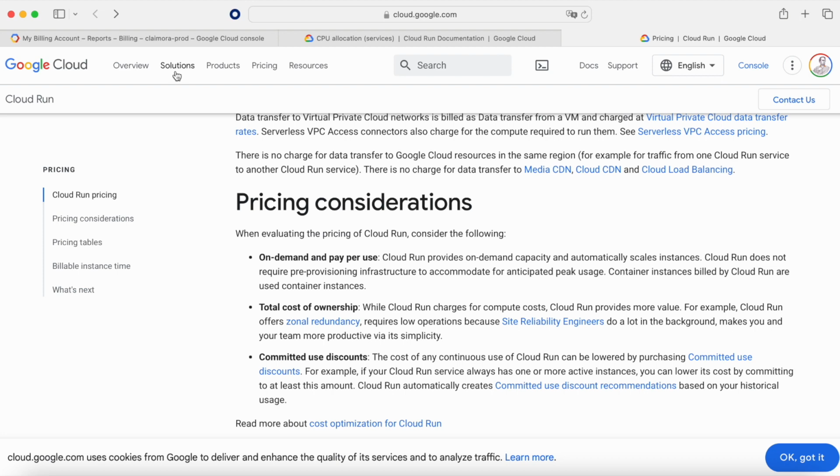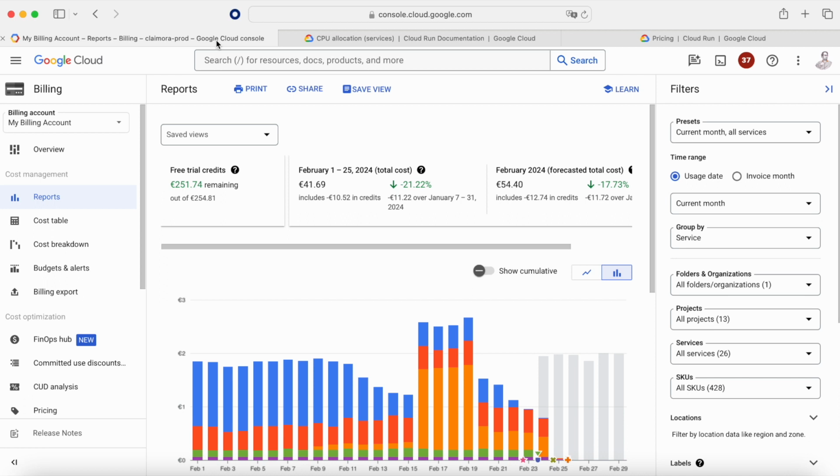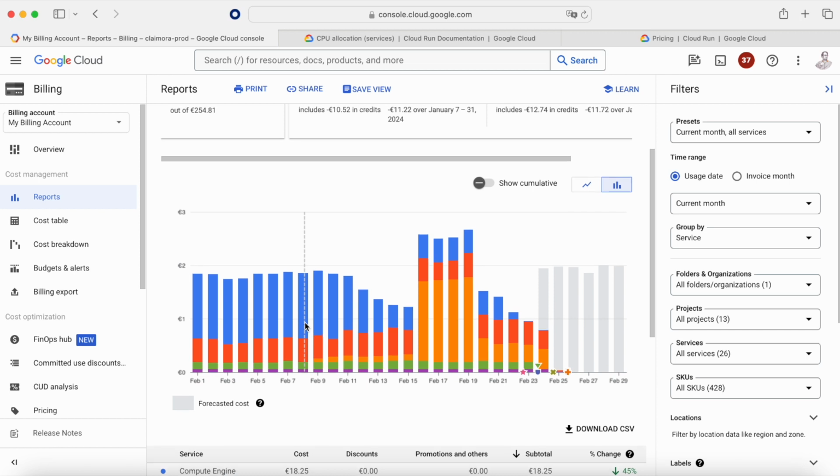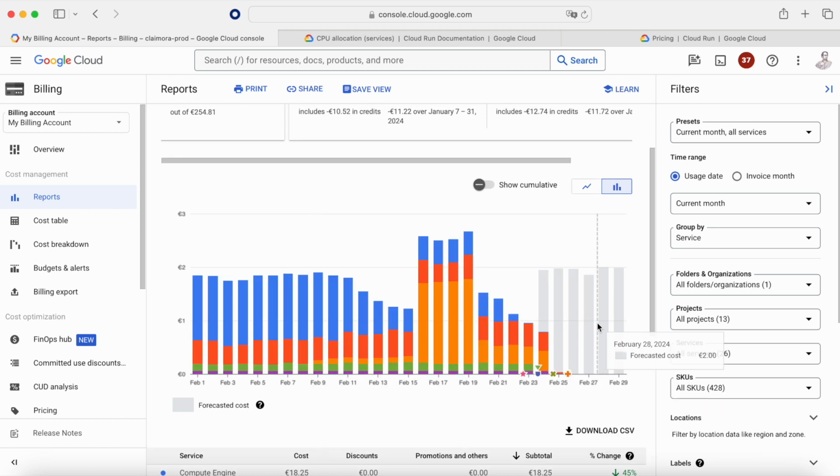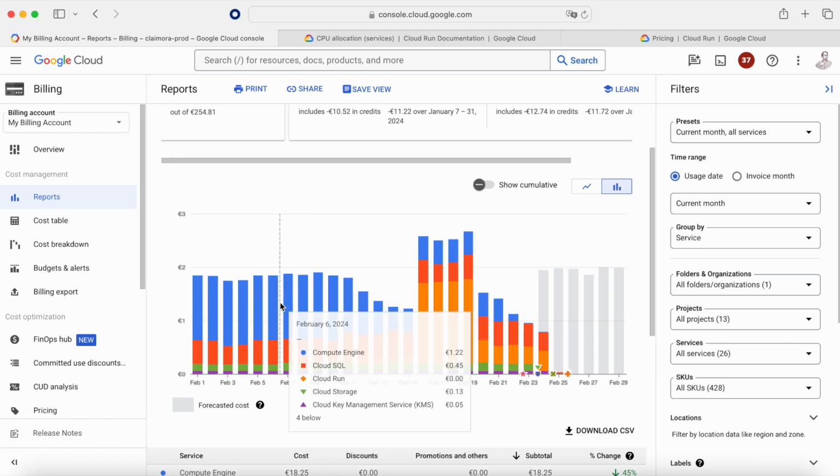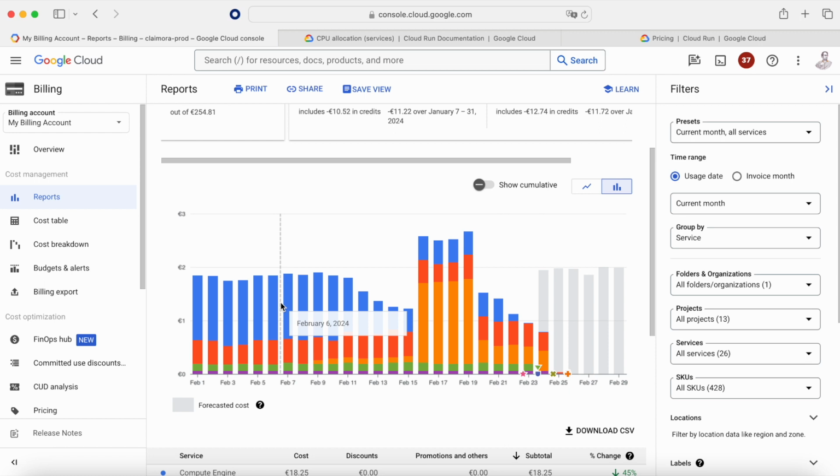We have been making changes in one Cloud Run service to show you how, by doing different things, we can save a lot of money. As you can see in this blue line, this is Compute Engine. And you can tell me, okay, what is that? We are talking about Cloud Run. Why are you talking here about Compute Engine? You will see what that is.